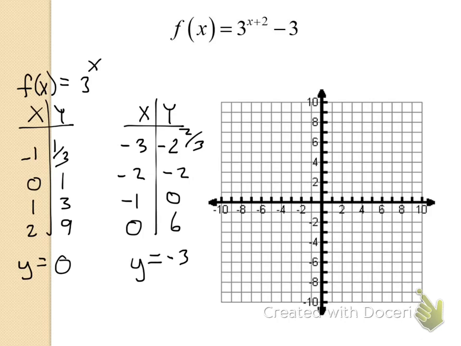The very first thing I'm going to do is graph the horizontal asymptote at y equals negative 3. Everybody cool with that? And then I'm going to plot points in my new table. Negative 3, comma, negative 2 and 2/3 is like right here. Would you agree? Negative 2, comma, negative 2. Negative 1, comma, 0. 0, comma, 6.